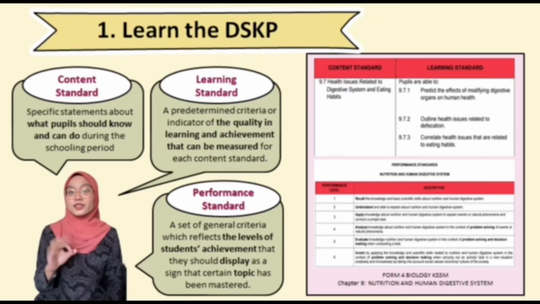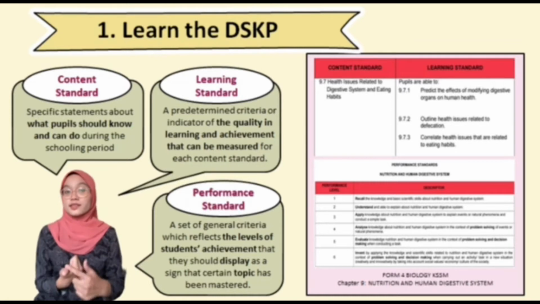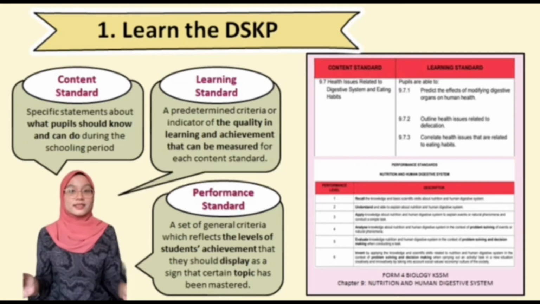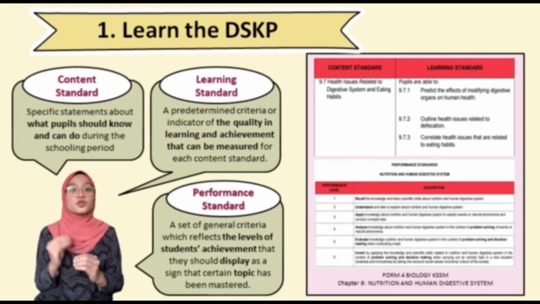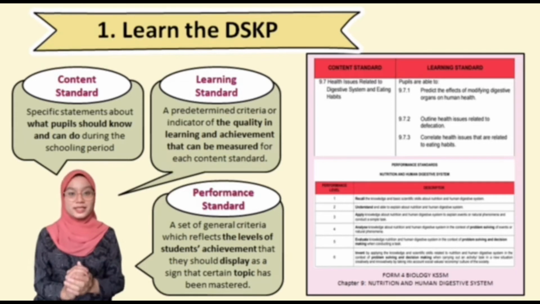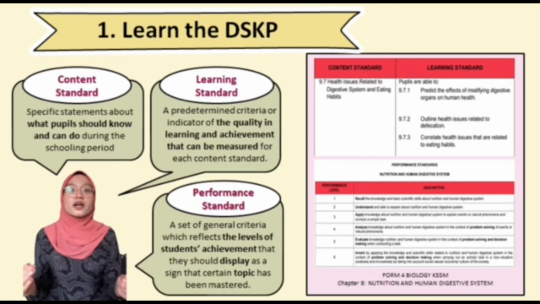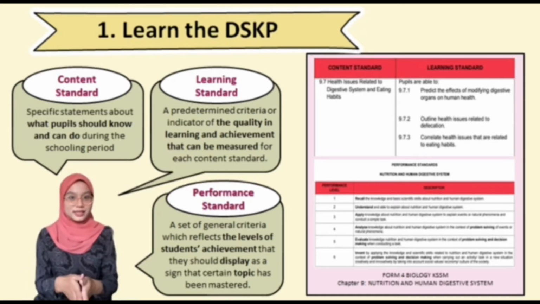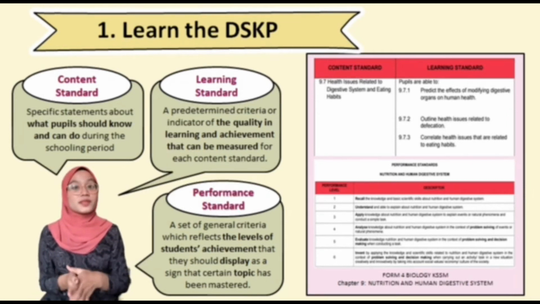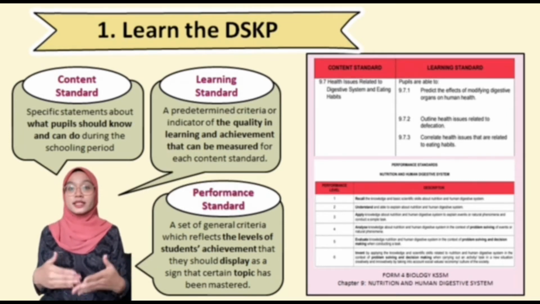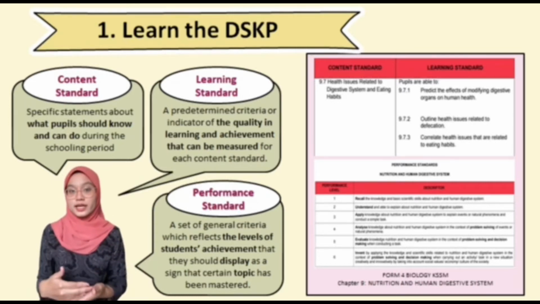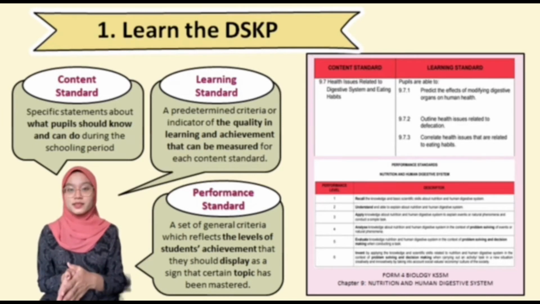There are three standards contained in the DSKP, which are content standard, learning standard and performance standard. Content standard is a specific statement about what students should know and can do during the schooling period. Learning standard is a predetermined criteria or indicator of the quality in learning and achievement that can be measured for each content standard. And lastly, performance standard, which refers to a set of general criteria which reflects the level of student achievement that they should display as a sign that a certain topic has been mastered.